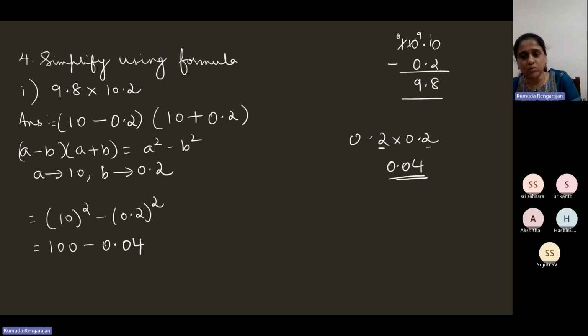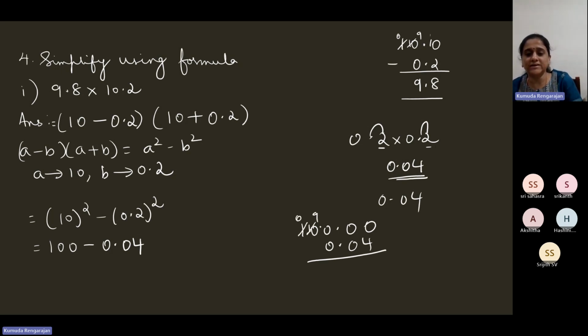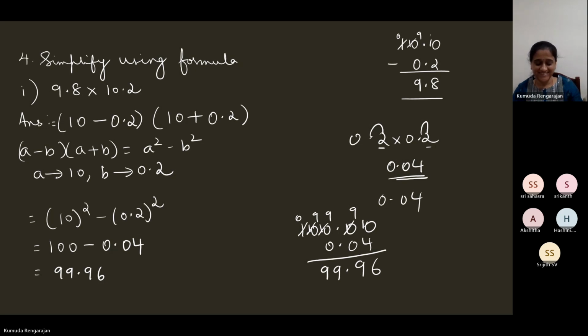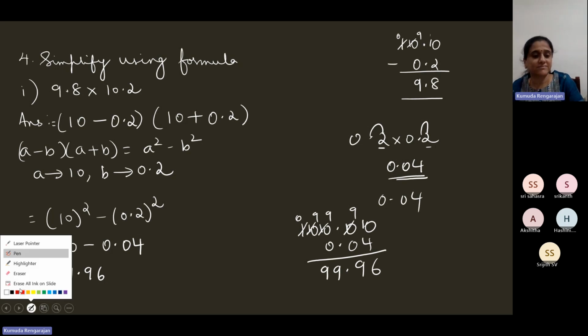2 twos are 4, but 2 decimal places, so 0.04. Now how do you subtract? 100 minus 0.04. Subtract: 10 minus 4 is 6, and the rest become 9s. So it's 99.96.